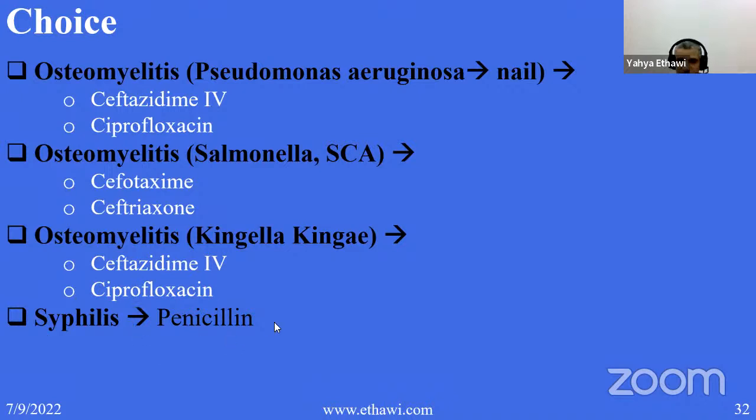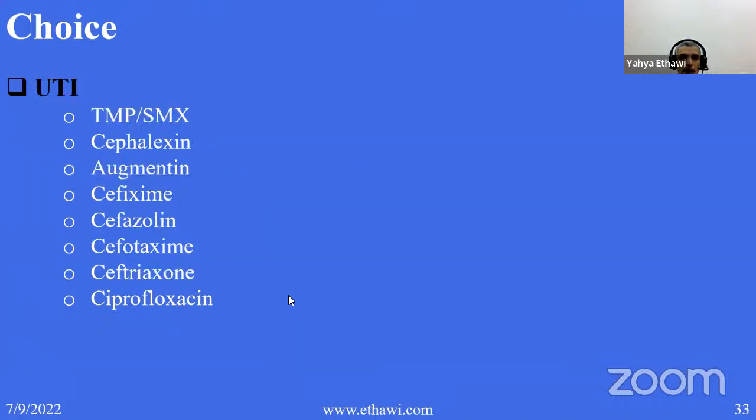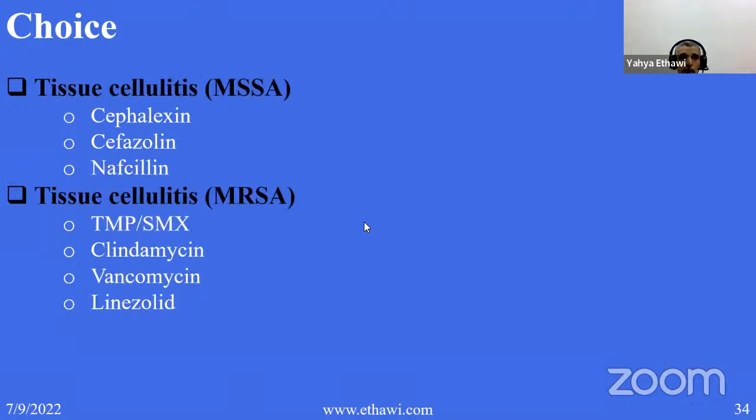For syphilis, again, penicillin. Other antibiotics might be used, but the standard is we can use benzathine penicillin also, but it's better to use 10 doses or 10 days of penicillin. For UTI, you need a broad spectrum, such as trimethoprim, cephalexin, augmentin, cefixime, cefazolin, cefotaxime, ceftriaxone, ciprofloxacin, all depending on the culture. Soft tissue cellulitis with MSSA, cefazolin as an oral, cefazolin as an IV, or nafcillin.